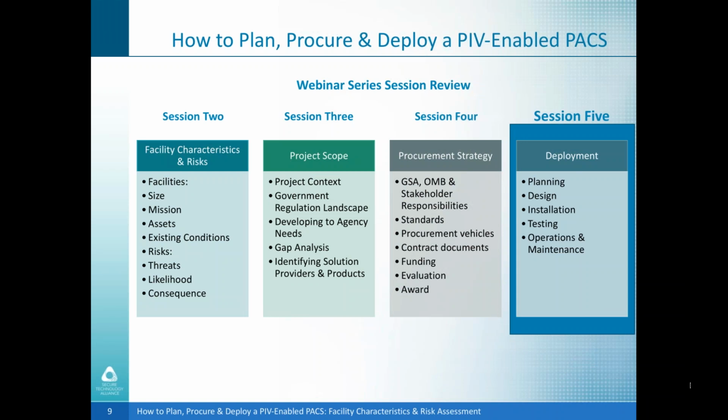We have talked about facility characterization. The first of the actual action sessions is where we did the risk and threat assessment of the facility. The next session, the agency defined a project scope for the access control project. The next session, the agency developed a procurement strategy. And in this session, we're going to talk about the actual deployment and implementation of a compliant access control system. And with this, it is my pleasure to introduce to you and hand this over to Mark Dale of XTech.